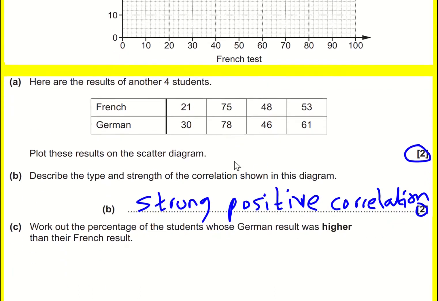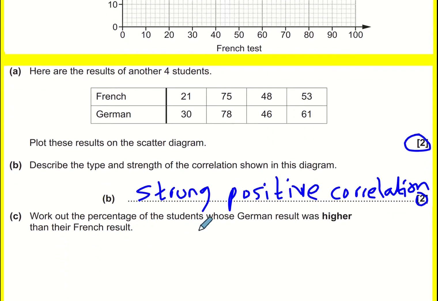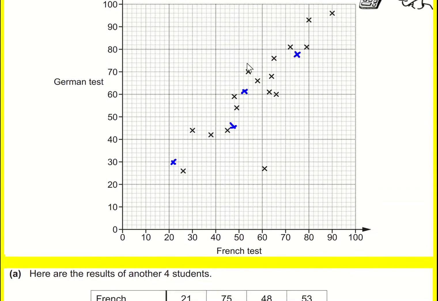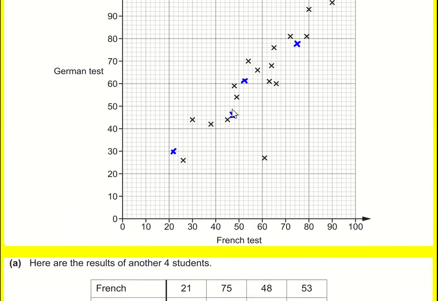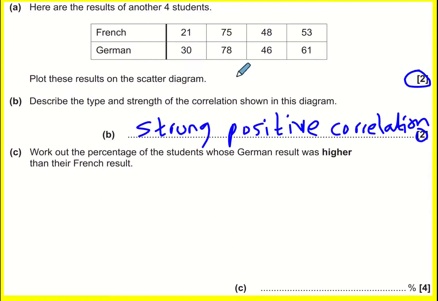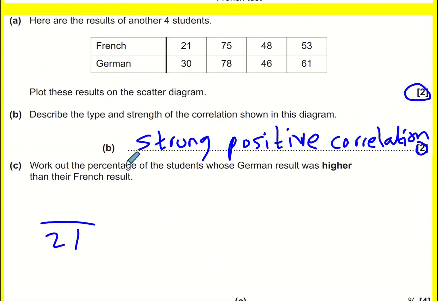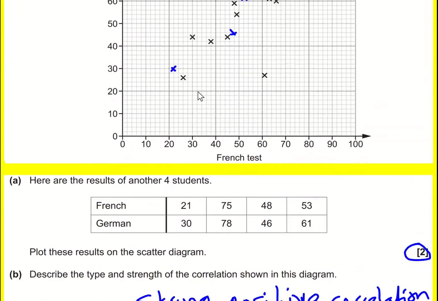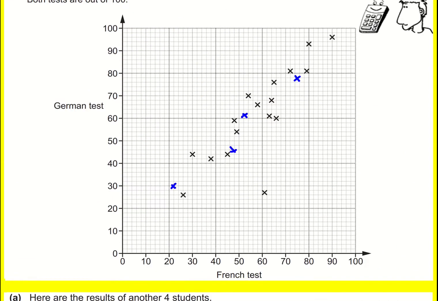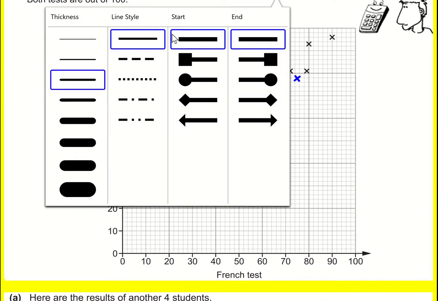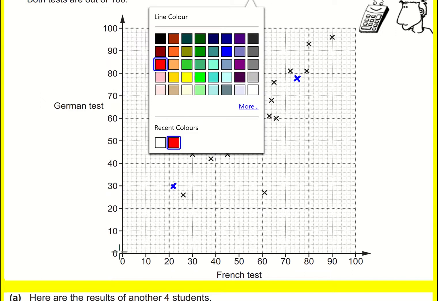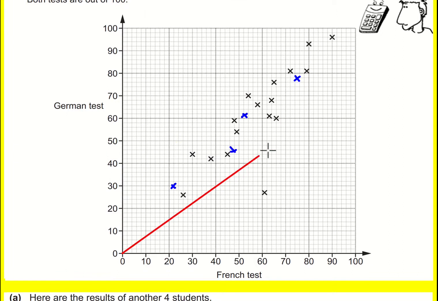Okay, finally, work out the percentage of students whose German result was higher than their French results. Okay, we know we've got 21 students in total. So the fraction of students is going to be something over 21. So let's find out how many students have a German result higher than a French. For that, we need to draw a line, not a line of best fit, but a line that goes exactly, it's basically y equals x equation, so that their French result is the same as their German results. I can see it's going to be here.